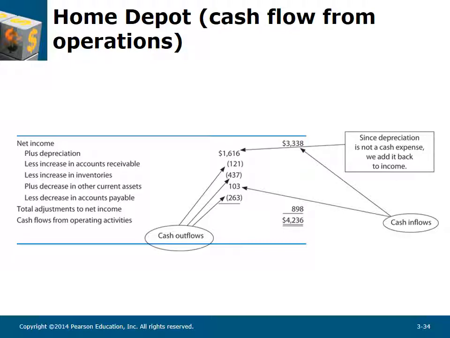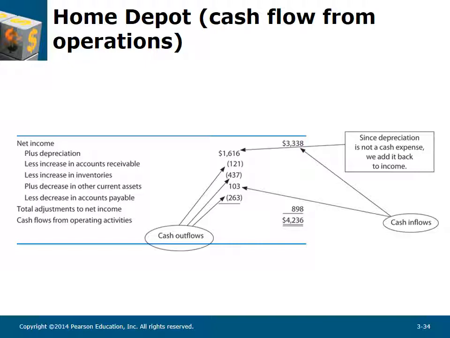And there's what it looks like on a cash flow statement. So for Home Depot, their net income we saw was $3,338,000. They had 1,616 in depreciation, which is right on their income statement. We add that back. It was subtracted to get to net income. We're trying to change net income to net cash. If this was a cash income statement, it would have never been subtracted. We didn't pay that out, so we add it back.